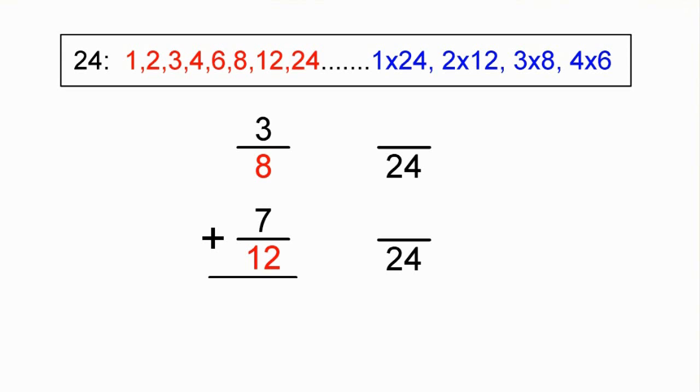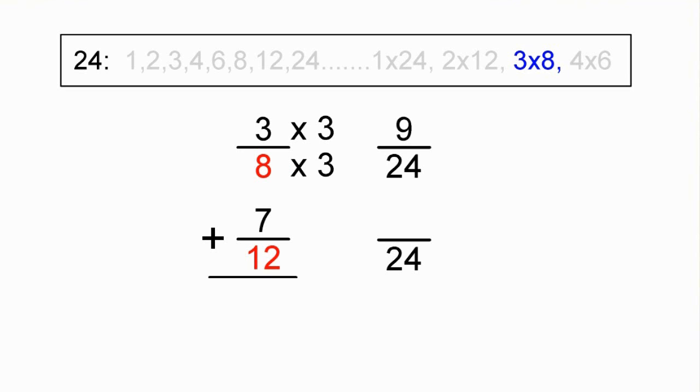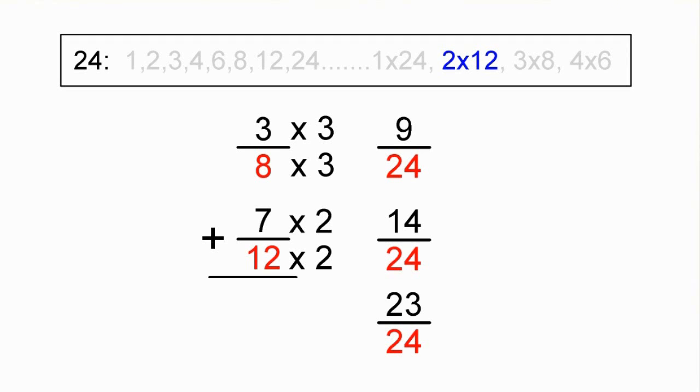Looking at the multiples, I see that I have to multiply 8 times 3 to get 24. So that means I have to also multiply the top by 3 to get 9. For the bottom fraction, I have to multiply the denominator by 2 to get 24. So I have to multiply the top by 2 also to get 14. Now I can add them together. The denominator of my answer is 24, and for the numerator, I simply add 9 plus 14 to get 23. So 3/8 plus 7/12 is 23/24.